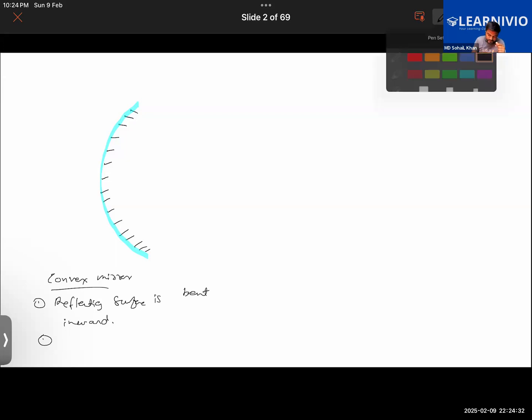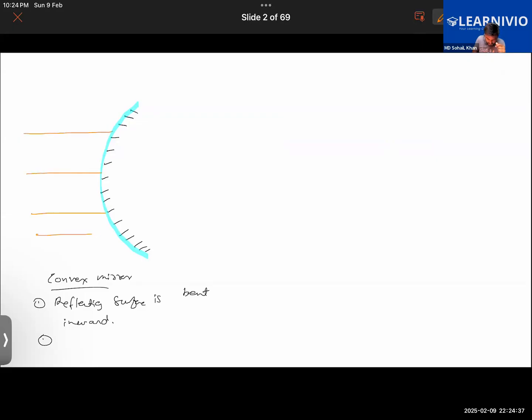Getting it or not? As the rays of light fall on it like this, they will diverge into different directions like this. So thereby we also call them diverging mirrors. Okay. So also called diverging mirrors.